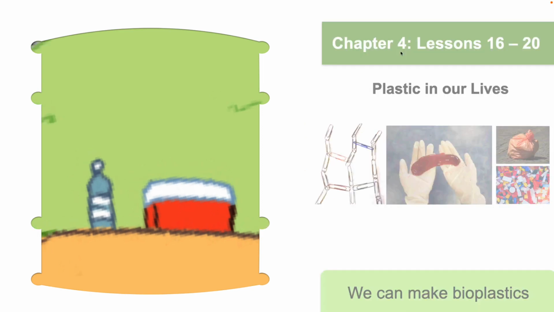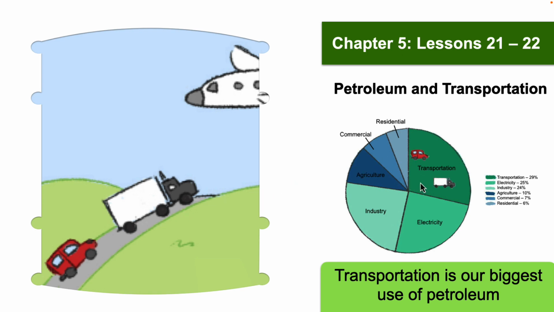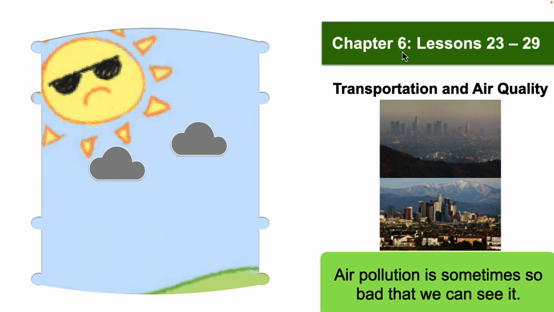In Chapter 5, we analyze graphs to discover that transportation is our biggest use of petroleum. So if we want to make a change, we're going to have to start there. Chapter 6 focuses on what happens when we use too much petroleum-fueled transportation. Air pollution can sometimes get so bad that we can see it. Students are going to engineer their own air quality sensors so that they can even see it for themselves.